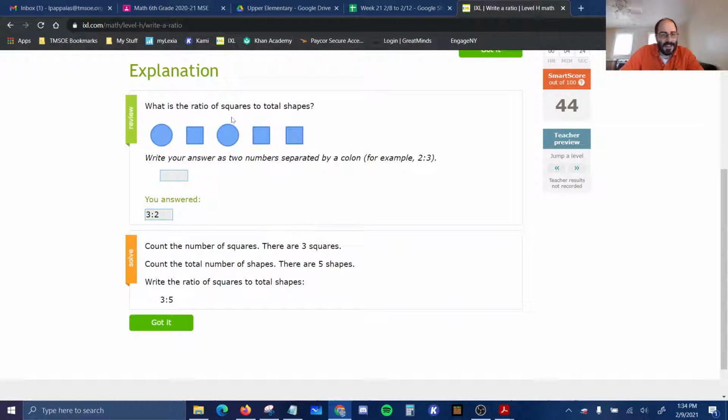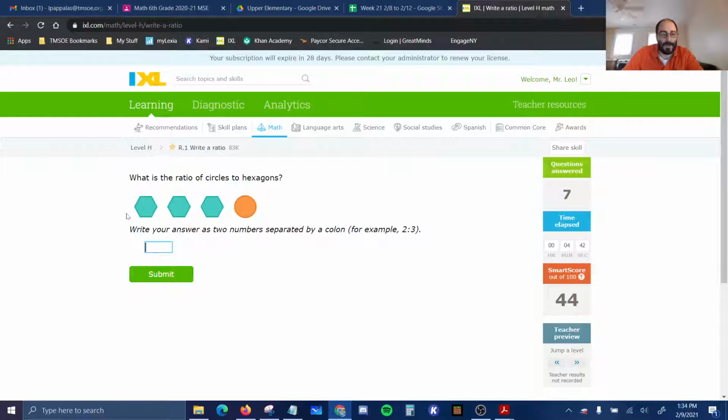Because it doesn't say squares. It doesn't say squares to circles. It says squares to total shapes. That's where they throw you off. Total shapes is everything. 1, 2, 3, 4, 5. So it should have been 3 to 5 as they put down here. Okay? So we got to go back a little bit.